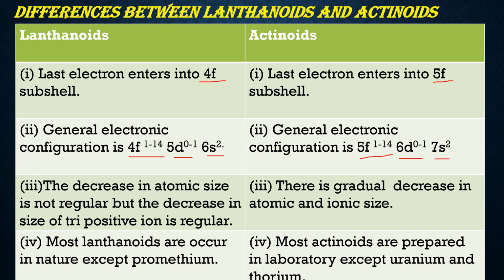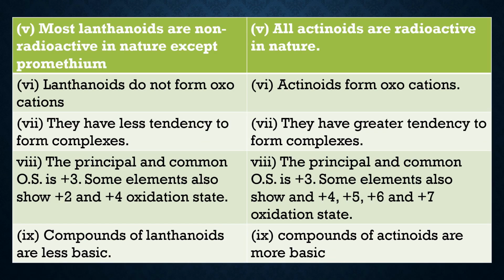Now the decrease in atomic size is not regular, but the decrease in size of the tri-positive ion is regular in lanthanoids. In actinoids, there is a gradual decrease in both atomic and ionic size. Most lanthanoids occur in nature except promethium. Promethium is man-made, that is, synthesized in the laboratory. Most of the actinoids are prepared in the laboratory except uranium and thorium. Most lanthanoids are non-radioactive in nature except promethium, and all actinoids are radioactive in nature.